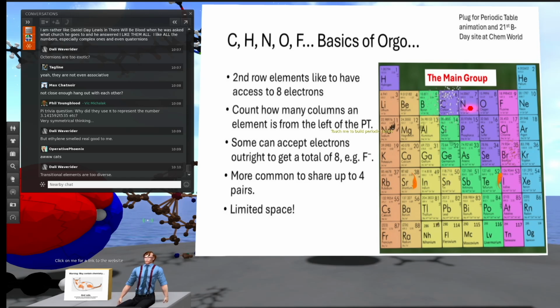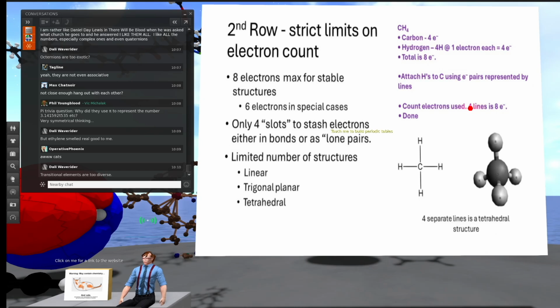Let me go to our next slide here. Basically in the second row, that's all I'm going to talk about today. There are strict limits on electron counting. I have a periodic table behind my screen if you want to look at the periodic table for reference.